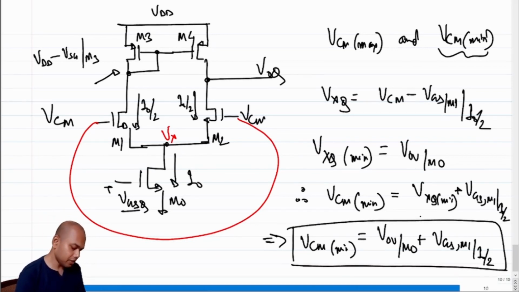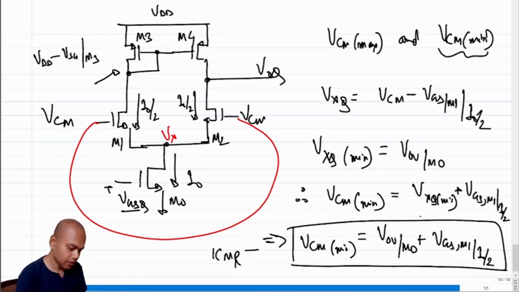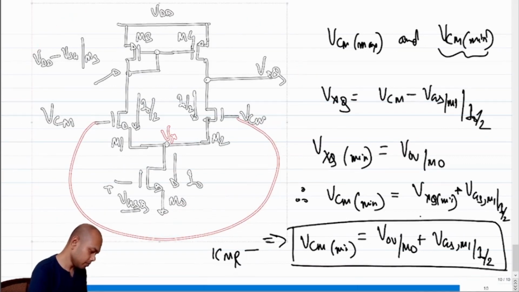Okay. So often this VCM min is also called the input common mode range, the lower limit. So this is ICMR minus. This is the abbreviation of input common mode range lower limit. The minus corresponds to the lower limit. Okay, so let's see what's going to happen to the upper limit then.